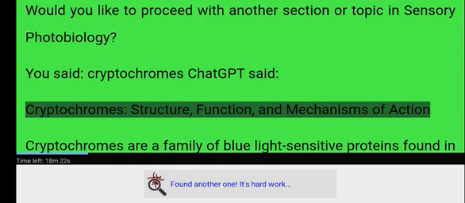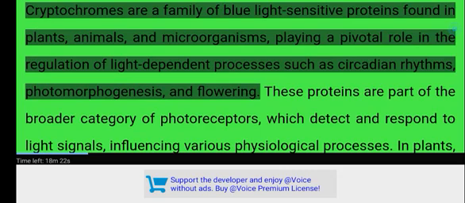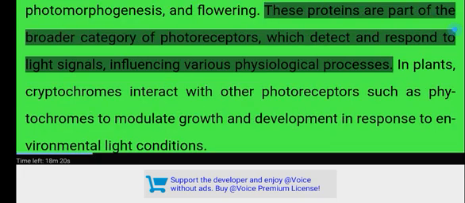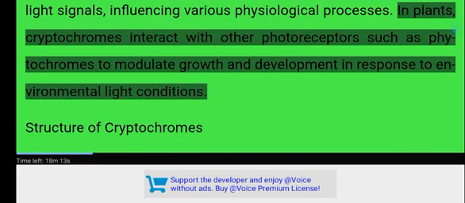Cryptochromes: structure, function, and mechanisms of action. Cryptochromes are a family of blue light sensitive proteins found in plants, animals, and microorganisms, playing a pivotal role in the regulation of light-dependent processes such as circadian rhythms, photomorphogenesis, and flowering. These proteins are part of the broader category of photoreceptors, which detect and respond to light signals, influencing various physiological processes. In plants, cryptochromes interact with other photoreceptors such as phytochromes to modulate growth and development in response to environmental light conditions.